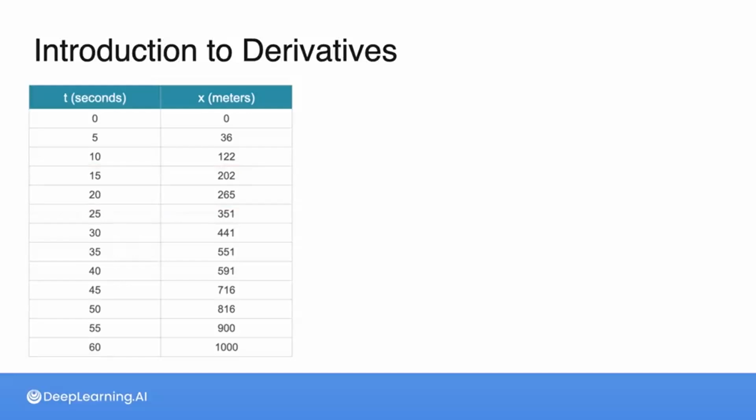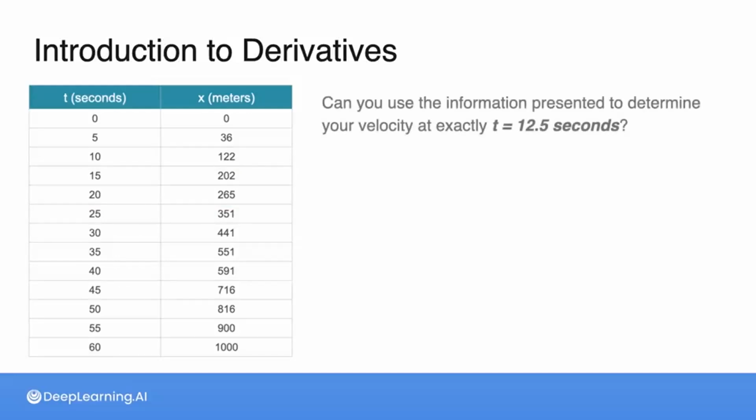Great, so you've determined that the car is not moving at constant speed. Now here is the second quiz. Can you use this information to tell you your velocity at time 12.5 seconds? And the hint is that velocity equals distance traveled divided by time taken.